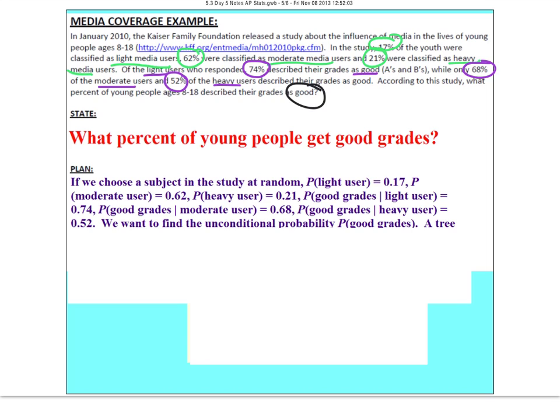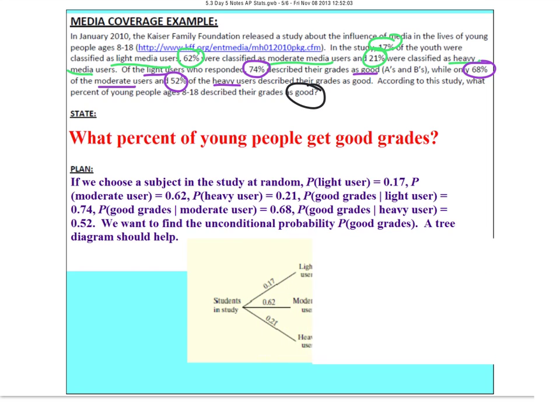So I can do a tree diagram for that. If we start a tree diagram, the best way to do it is I'm going to be a student, right? I come on in and I'm a student in the study. Now, the first thing they're going to ask me is what kind of user are you? You're either light, moderate, or heavy. So I can easily fill in those three branches. Those are the green percentages I highlighted here, and I just transferred them to the branches. This totals back to 100%.